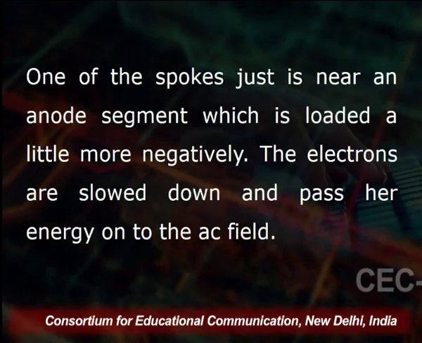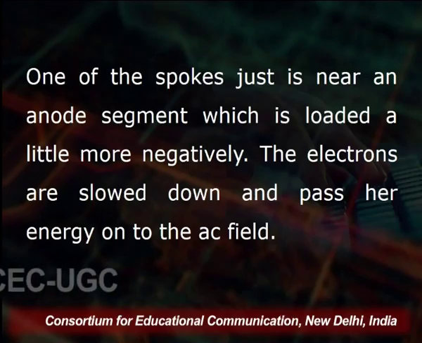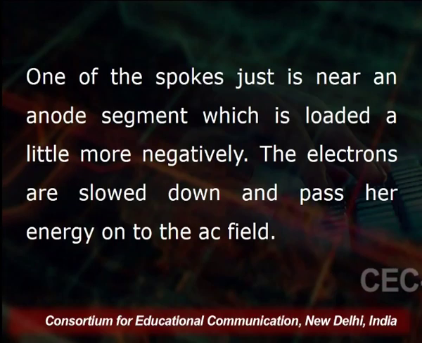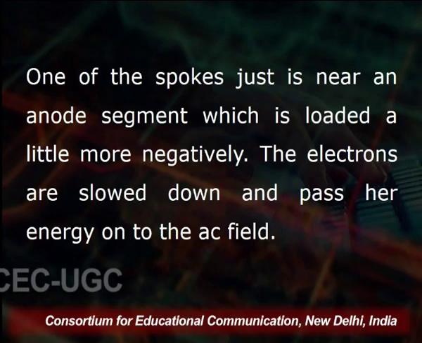So when one of the spokes is near an anode segment which is loaded a little more negatively, the electrons are slowed down and pass their energy to the AC field. This phase relation enables the concentration of the electrons to continuously deliver energy to the RF oscillations.